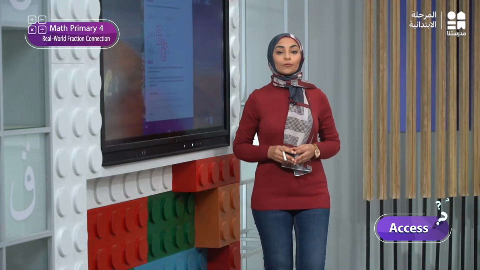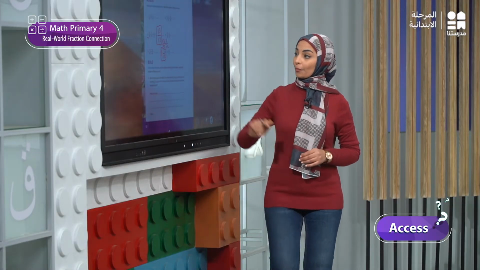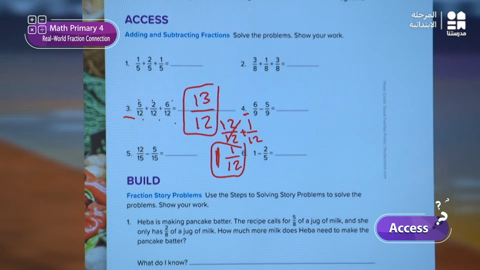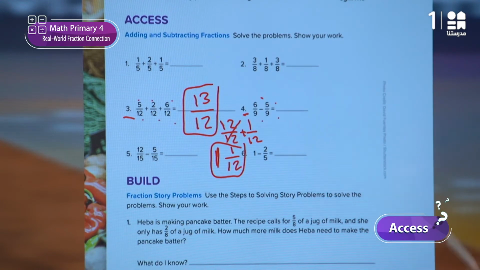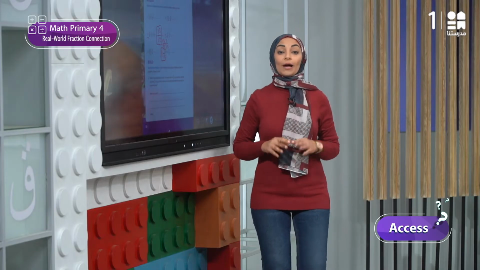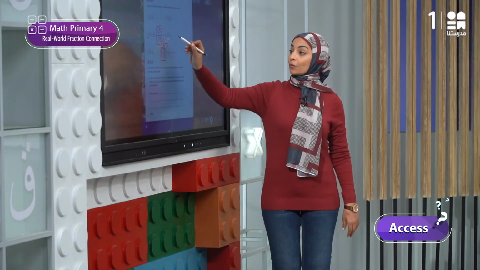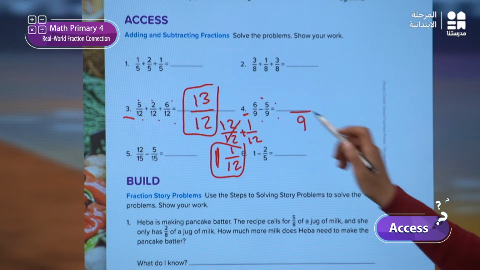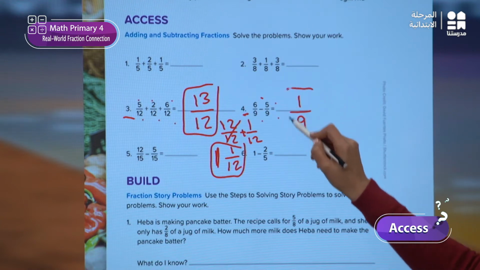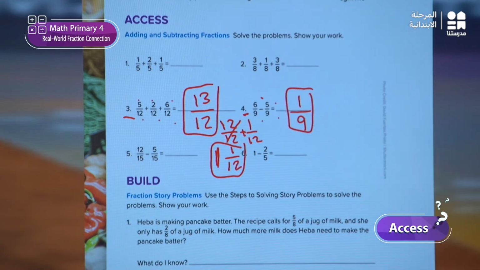Now problem number 4 is a subtraction problem. Here is problem number 4. I have 2 fractions which are 6 over 9 minus 5 over 9. طيب, I have the same denominator, so I will keep the denominator as it is. And I will subtract only the numerators. يبقى هعمل 6 minus 5 gives me 1. So my fraction is 1 over 9.